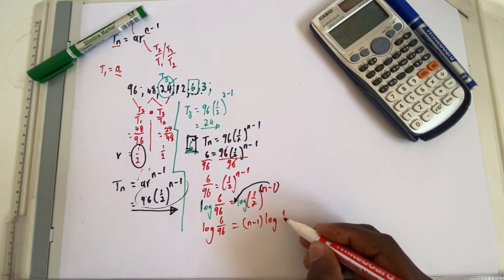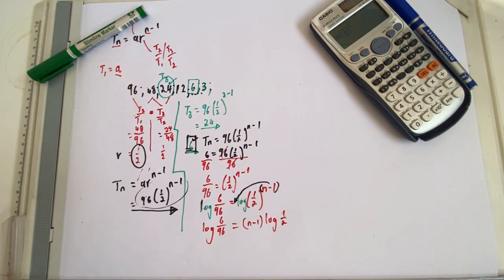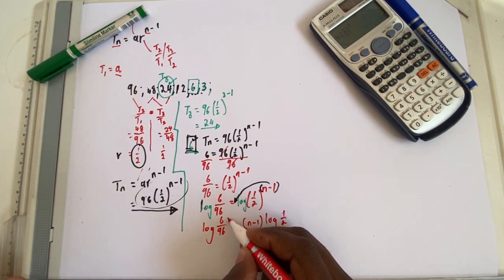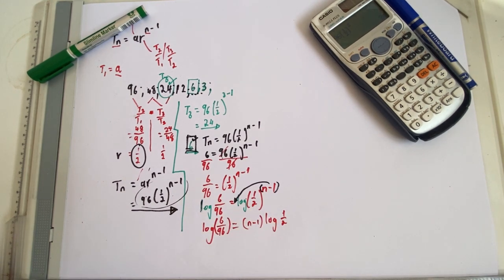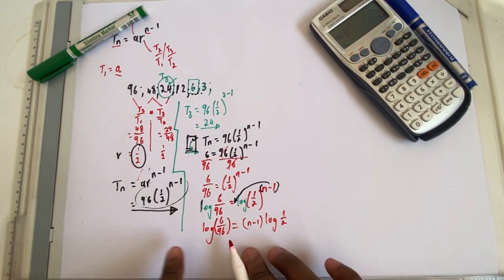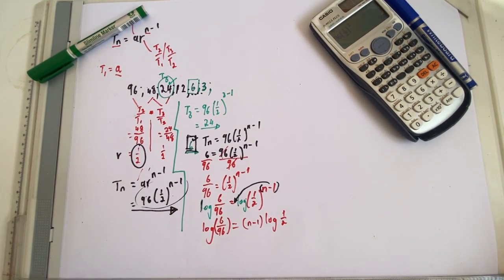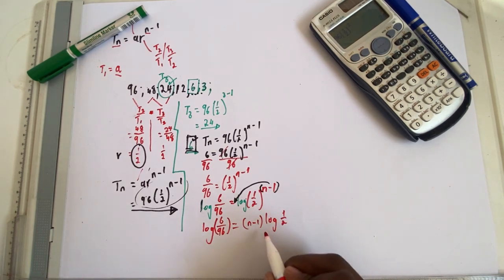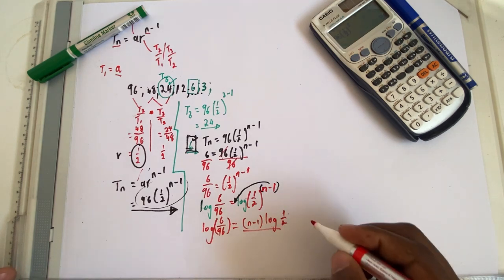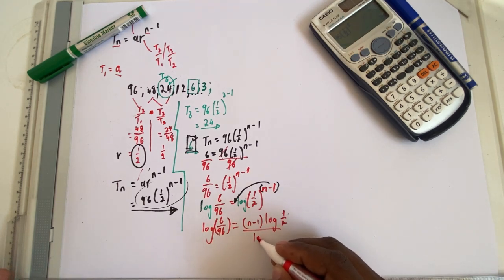Log of half. So now that this is what I have, let's make use of brackets because of what we're going to do next. Now this is what we end up with, but then again, you still remember, I want to isolate n. I want n to be the carrier of the formula. So I need to take this out from there. So I'm dividing here by what? The log of half is what I don't want. So I'm dividing by log of half.